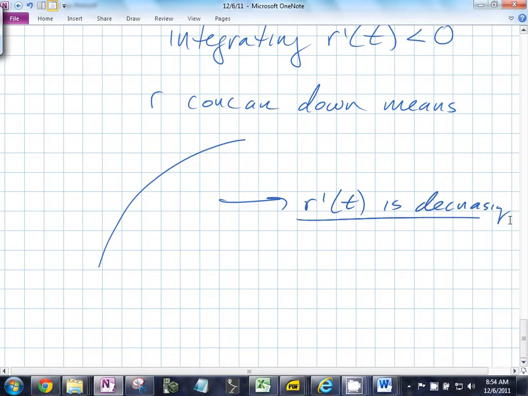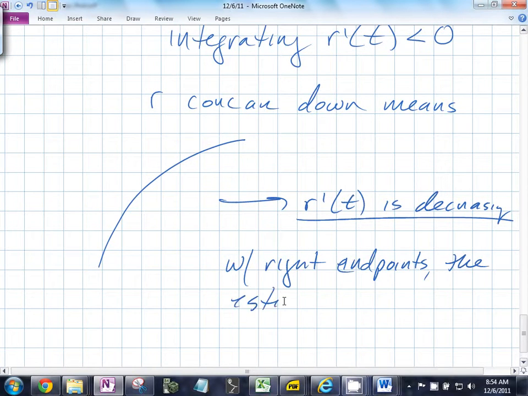with right endpoints, the estimate is below. You're right. So what was my mistake there? Why did I get that one wrong? You were going off of R instead of R prime. Going off of R instead of R prime. Good catch. That was great. Good job.